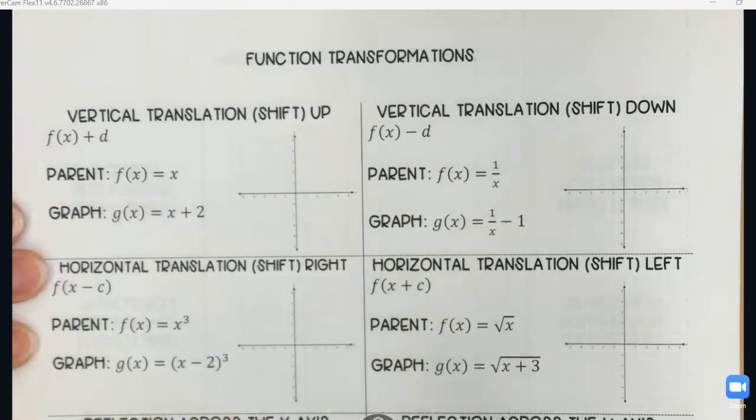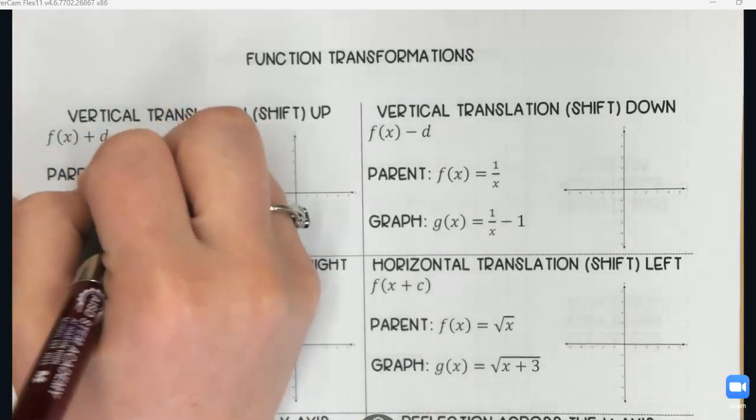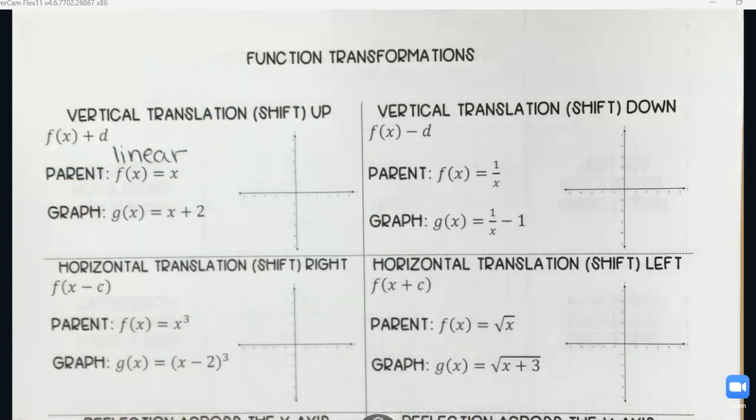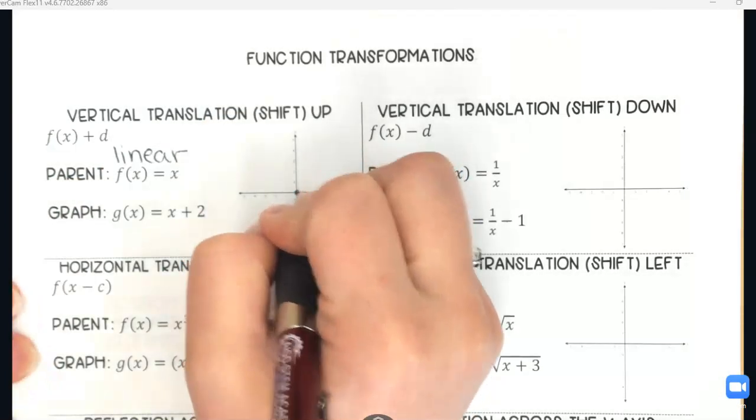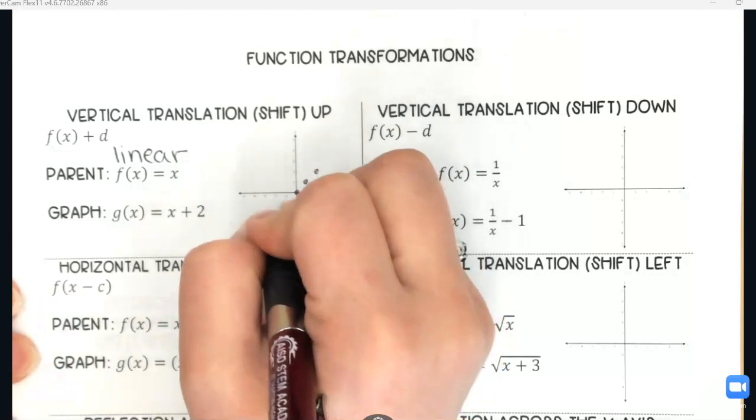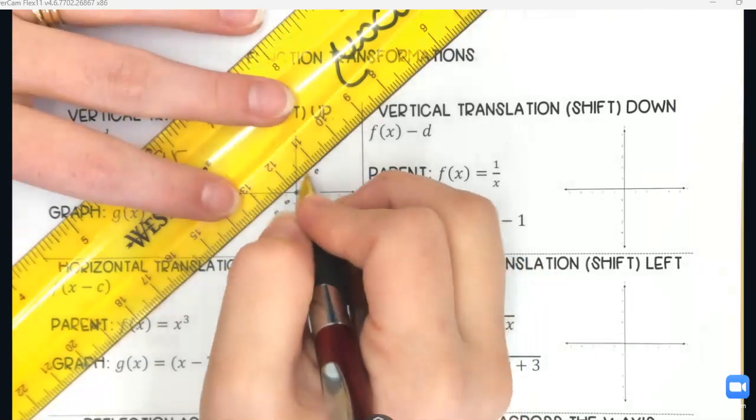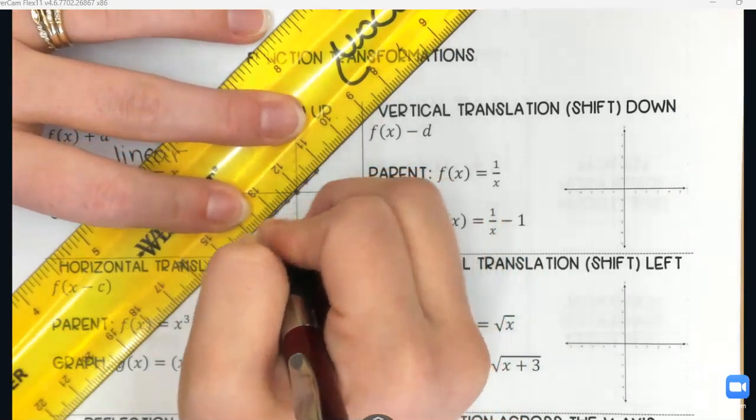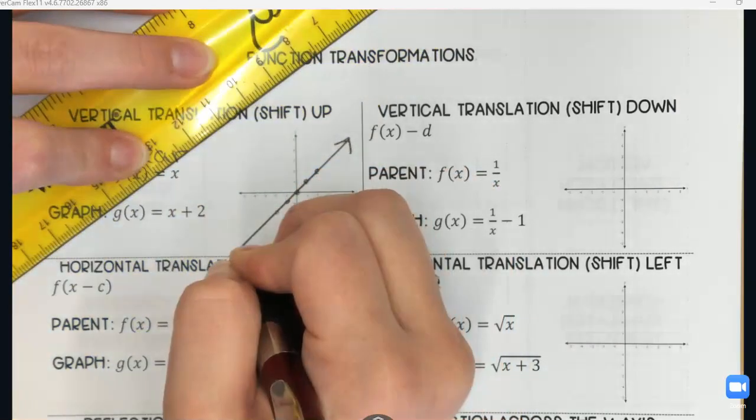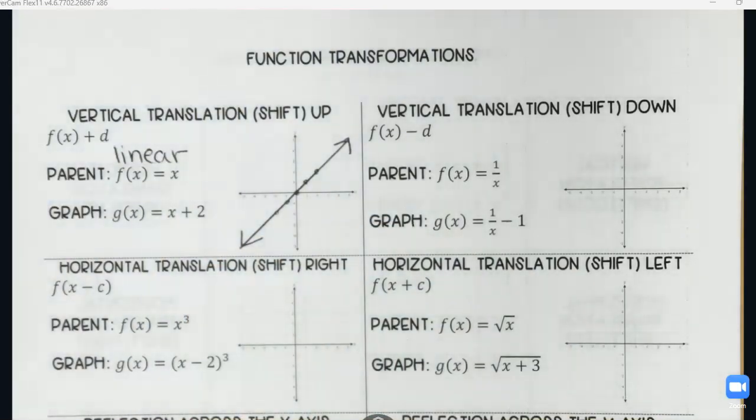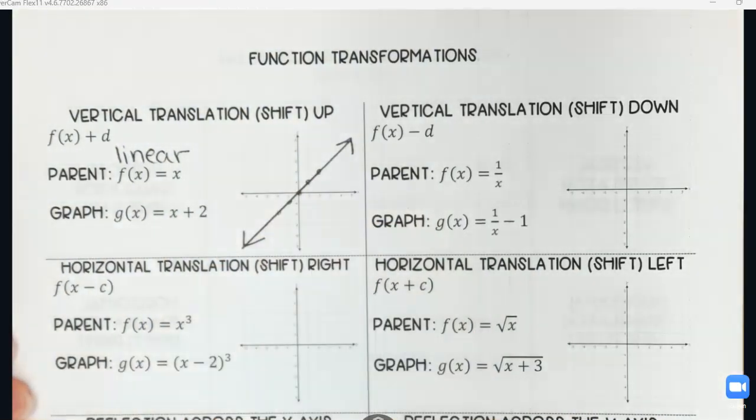This parent function, f of x equals x, this is our linear parent function. And some points that are on that function are (0, 0), (1, 1), (2, 2), (negative 1, negative 1), (negative 2, negative 2). These are what are called key points or critical points, kind of your sweet spot for getting a clear visual on what's happening. So there's my linear function.